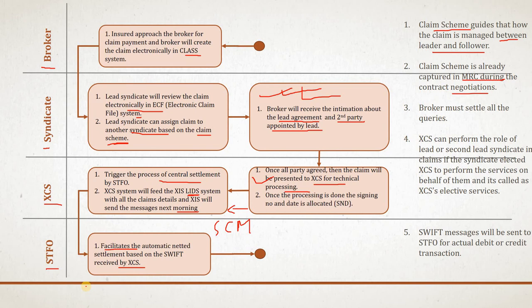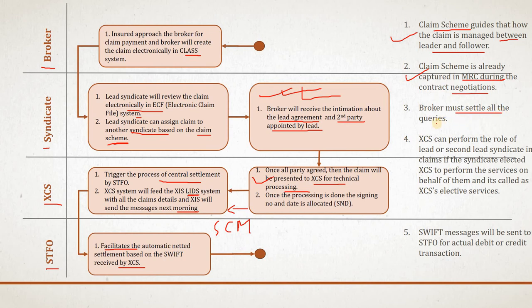So let's see the quick points from this process. The claim scheme guides how the claim is managed between the leader and follower, which we saw. The claim scheme is already captured in the MRC during the contract negotiation.